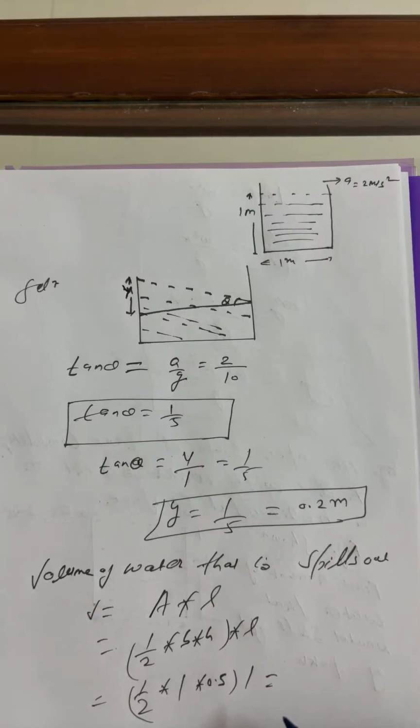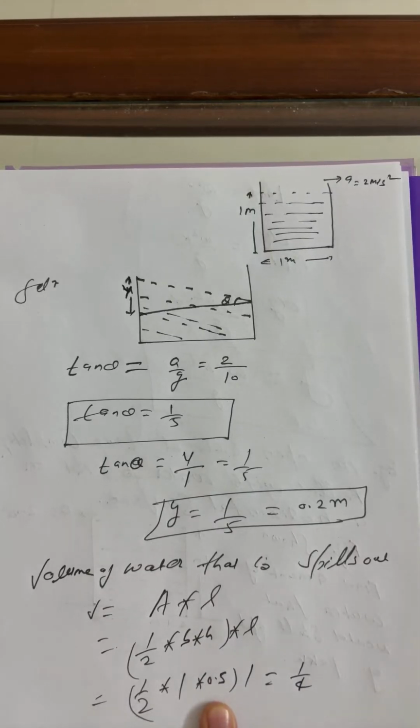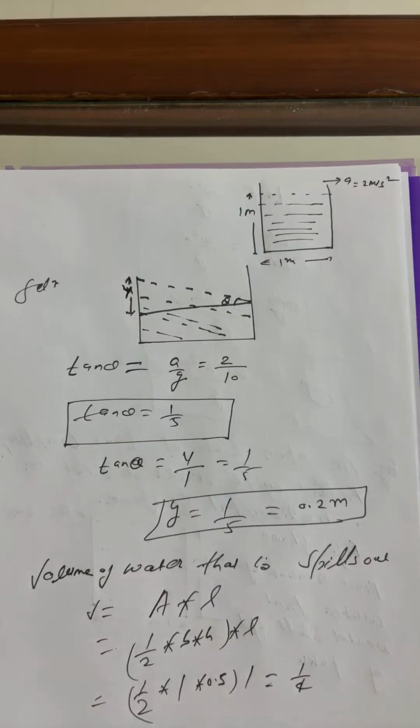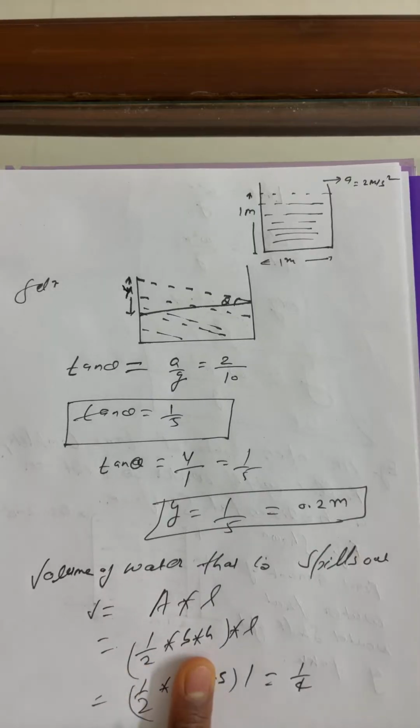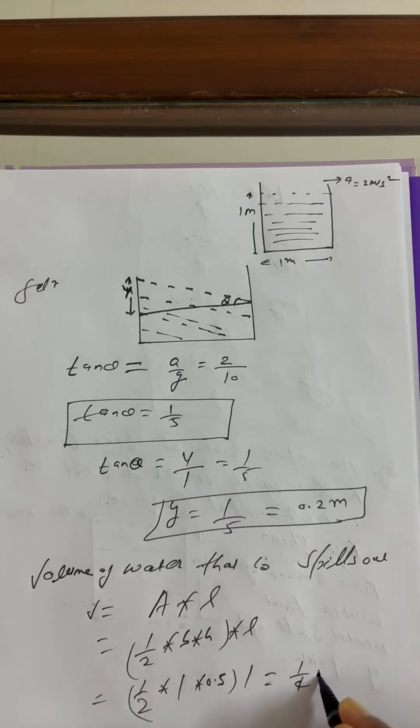This is 1 by 4 finally, because this is also 1 by 2. So half into base into height into 1. Correct, so this is 1 by 2, 1 by 4, 0.5 meter cube.